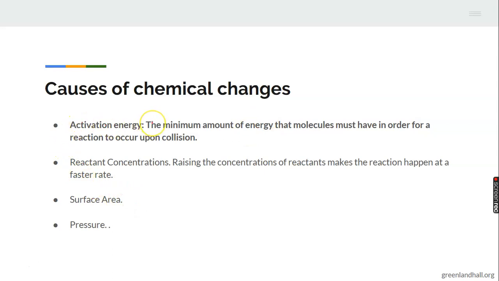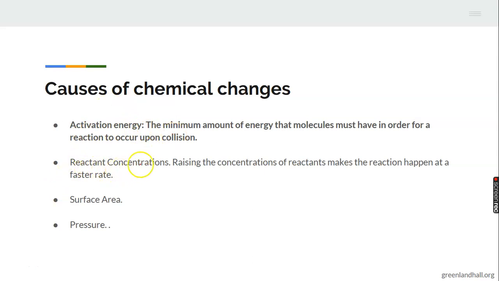So here you have causes of chemical changes. You have activation energy. Activation energy is the amount of energy that molecules must have in order for a reaction to occur. When two pieces of matter come together and react, there is a particular energy they must overcome for the reaction to take place. It's called activation energy.